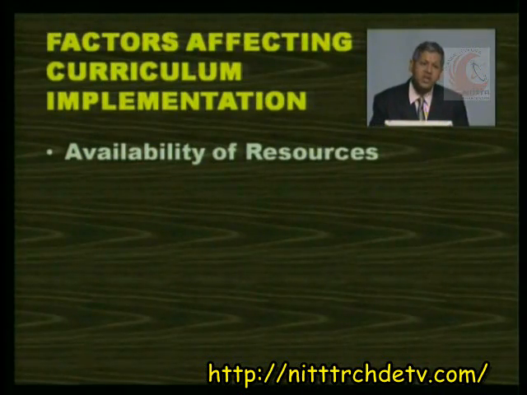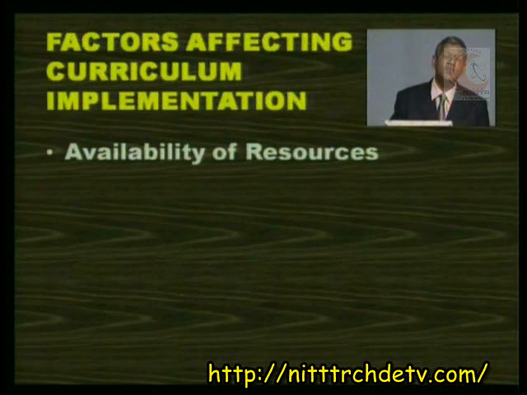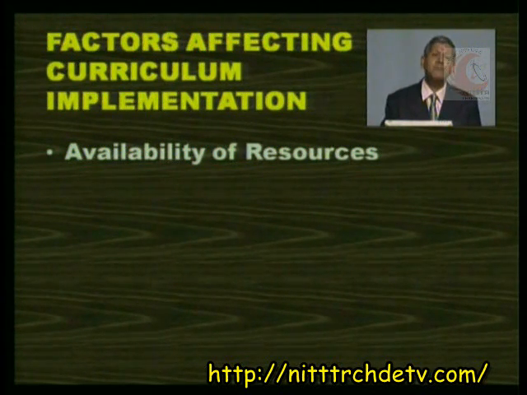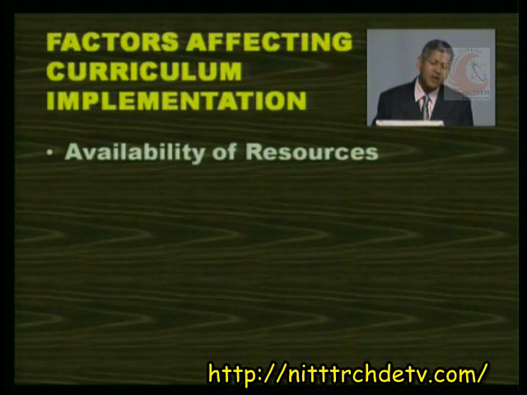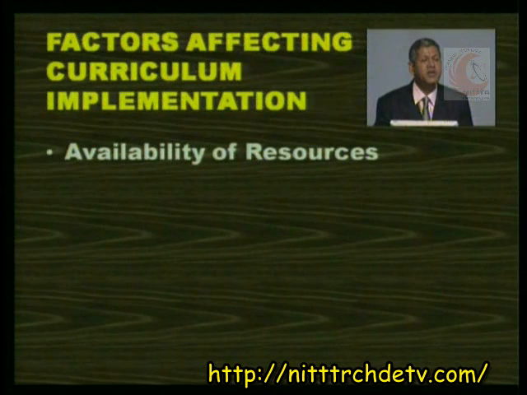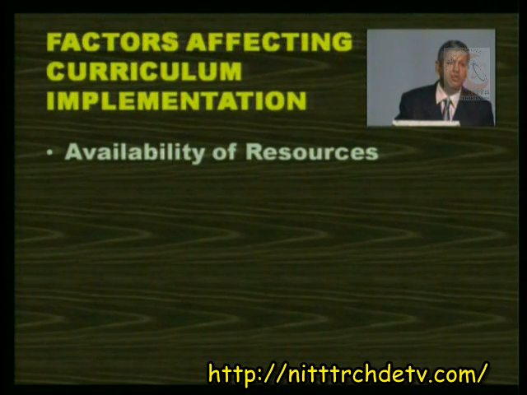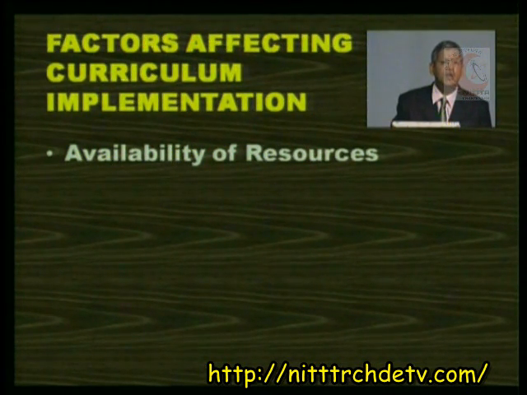Then you need the human resources. It is very important to have the human resources in terms of competent faculty as per the desired qualifications. Similarly, very well trained staff. These human resources will be very useful in implementing the curriculum. Then you need the information resources in the form of textbooks, lab manuals, and workbooks in the library.